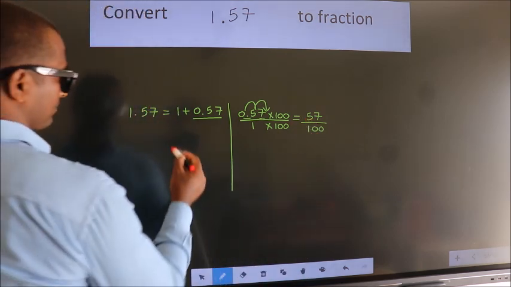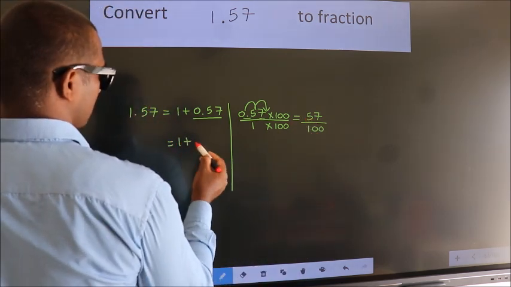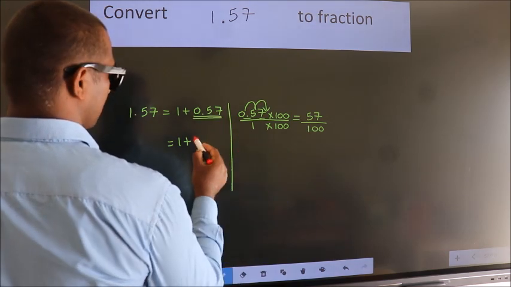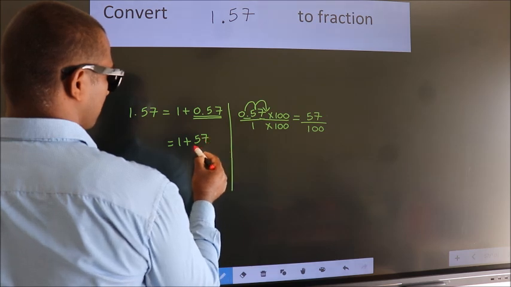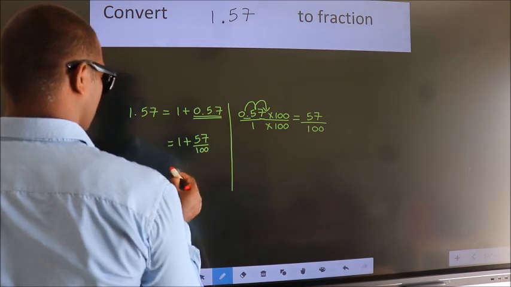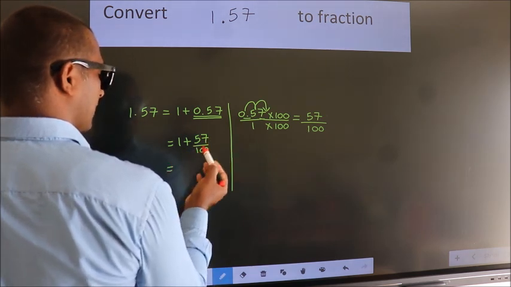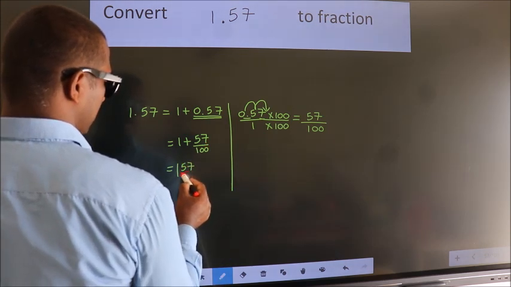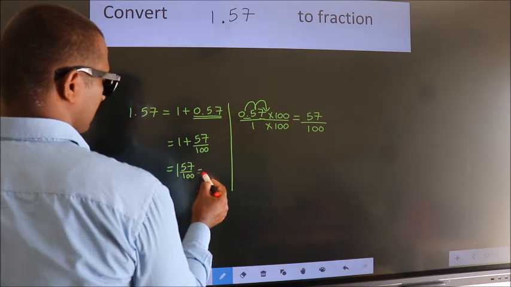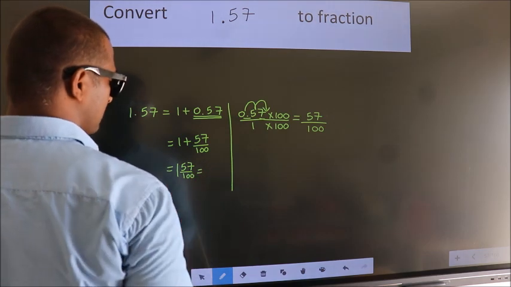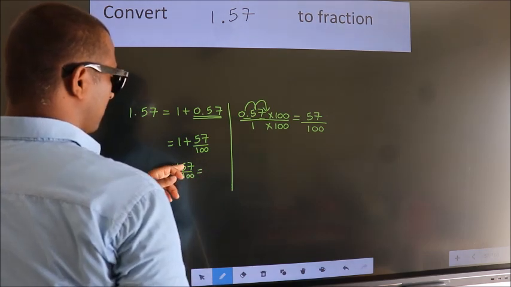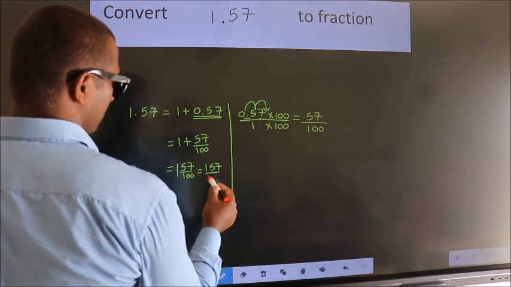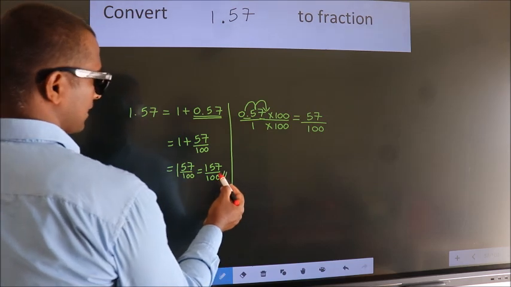Now here, 1 plus, in place of 0.57, we write this fraction, 57 by 100. So 1 plus 57 by 100, in mixed fraction it is 157 by 100. And in improper fraction it is 1 into 100, 100 plus 57, 157 by 100 is our fraction.